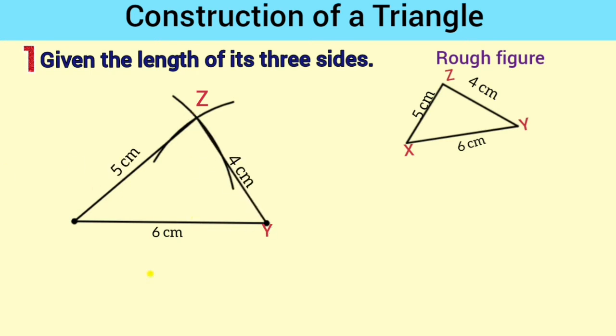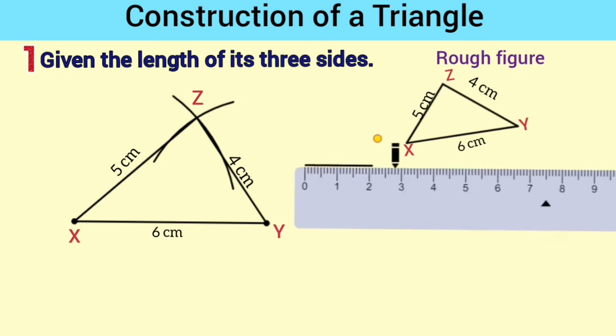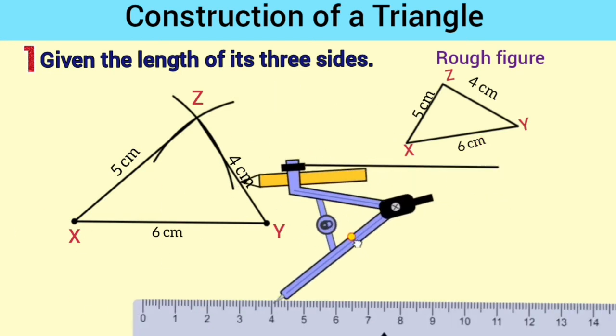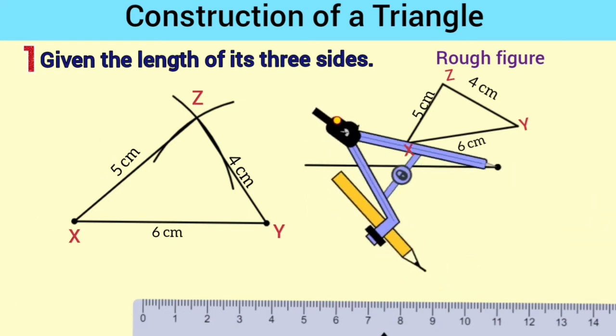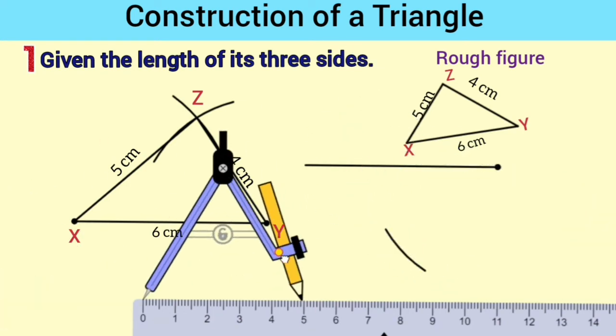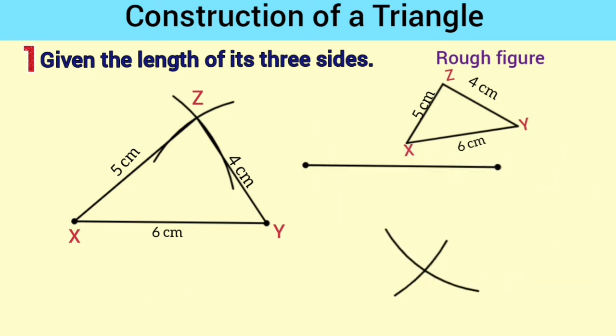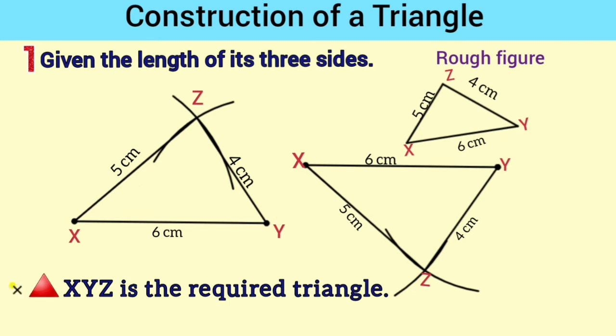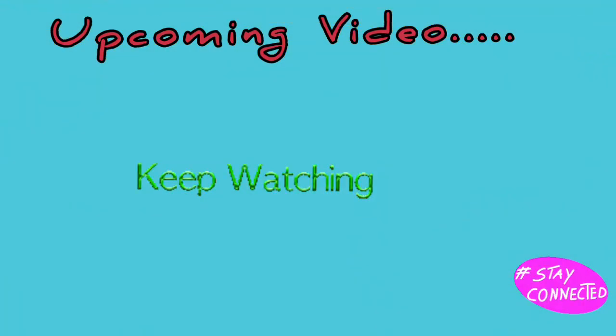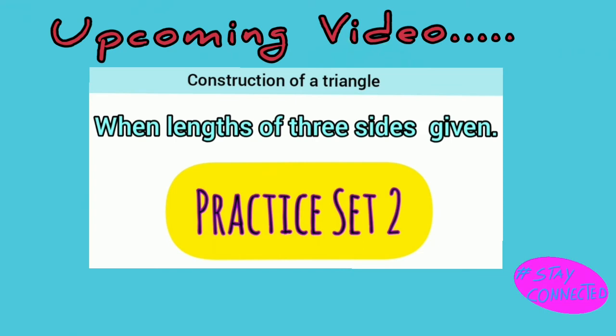A similar construction can be drawn on the other side of the base. You can also draw triangle XYZ by taking the point Z on the lower side of XY. This is how we can construct a triangle when the lengths of its three sides are given. I am sure you must have understood how to construct a triangle with given measurements.